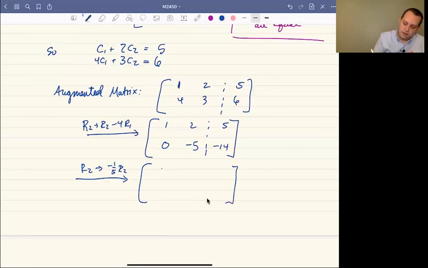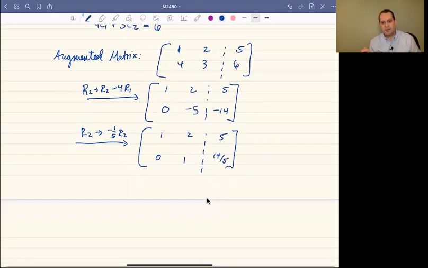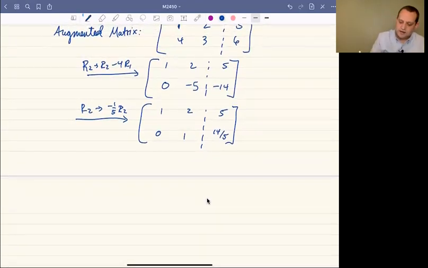And if we do that, we end up with, again, I'm going to leave the top the same. So 1, 2, 5, 0, 1, 14/5. So just dividing each value in row 2 by negative 5, we end up with 0, 1, and 14/5. This already tells us, if we want, we can stop here. This already tells us that C2 is going to be 14/5.